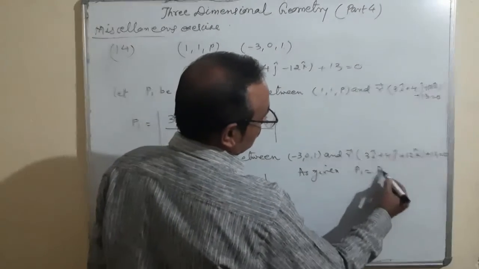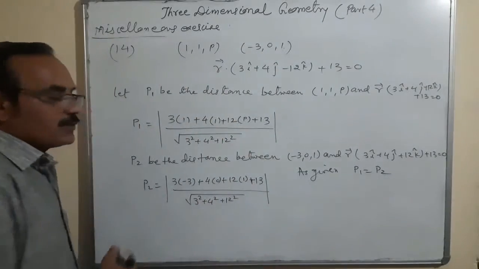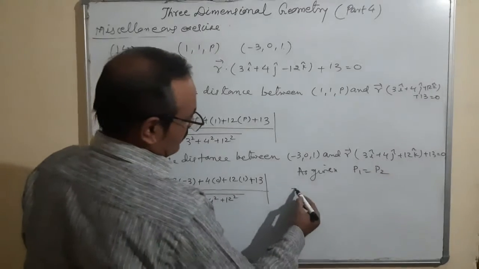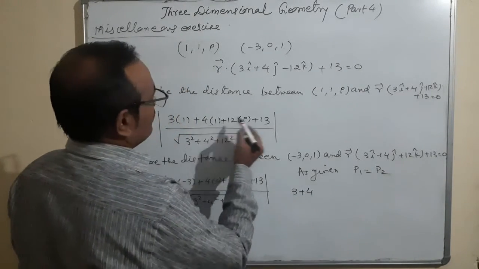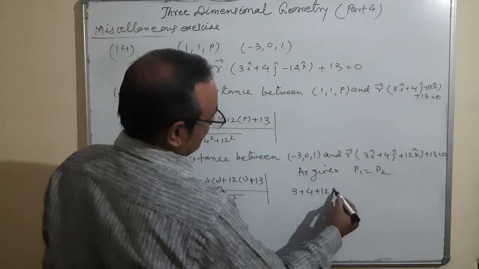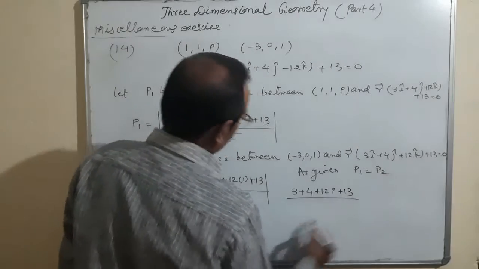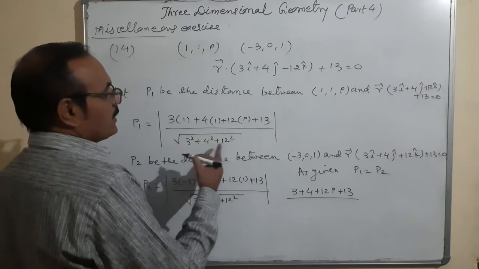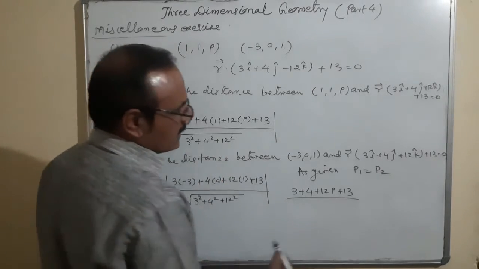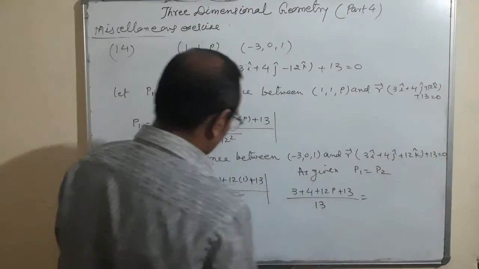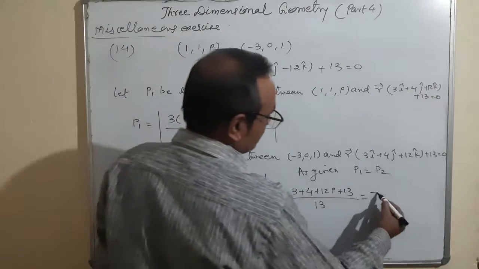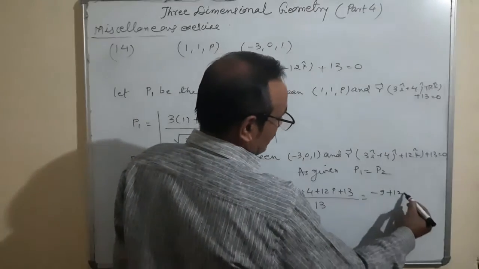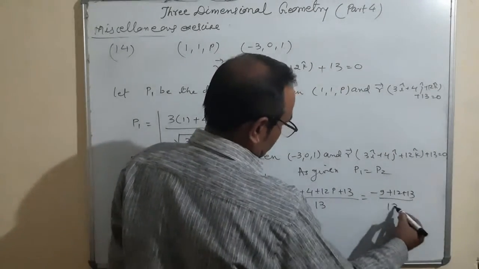P1 is equal to P2. Okay, so I'll put both the terms same. It is 3 plus 4 plus 12P plus 13 upon, it is 3 3 are 9 and 16, 16, 9, 25, 25 and 144, 169, that means it is 13. It is equal to minus 9, 0, 12 plus 13 upon it is 13.